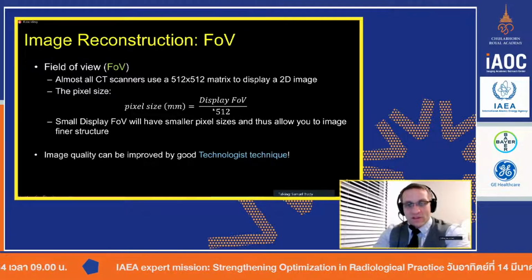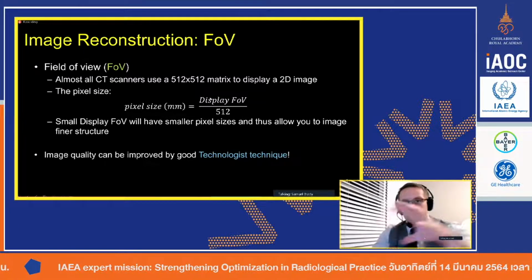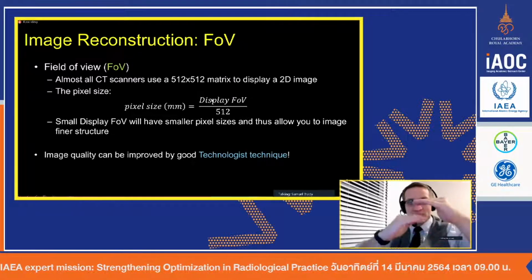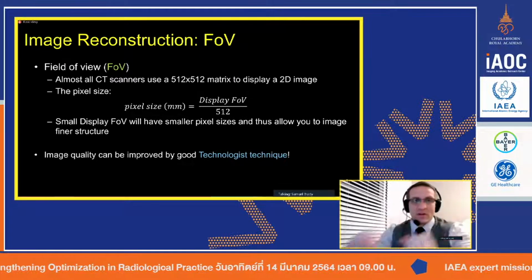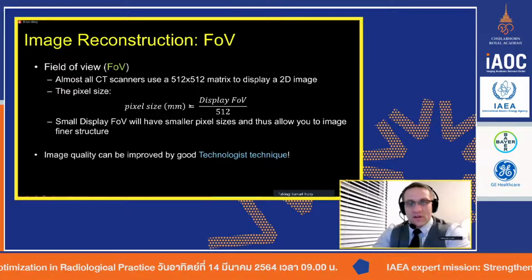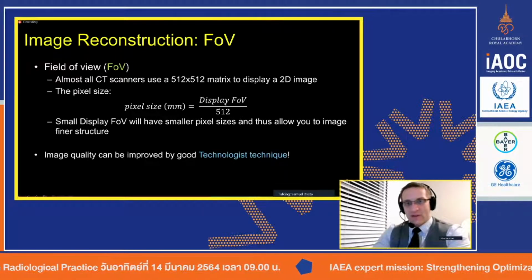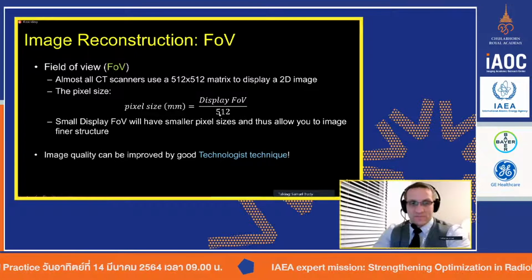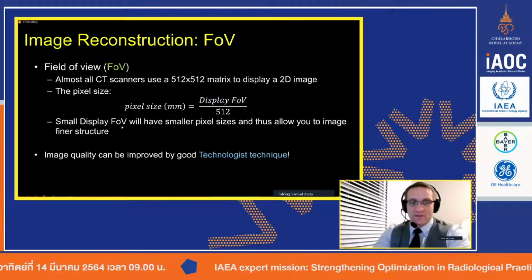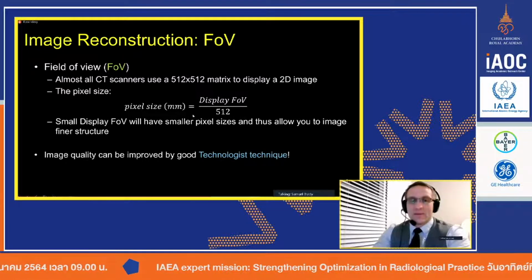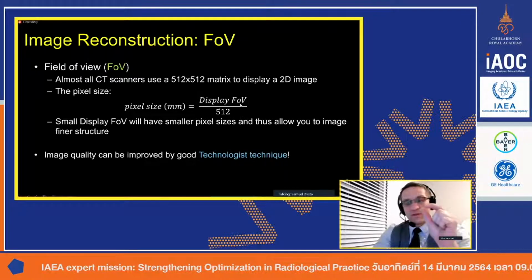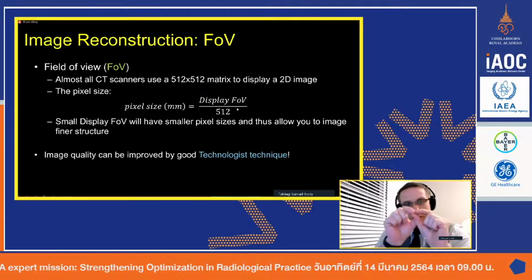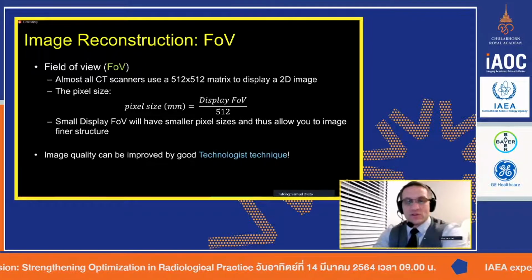That's why in the denominator, no matter what display field of view, when you set the scan coverage, you also set the display field of view. The technologists obviously know what I'm talking about. And so whatever that value is, it's always divided by 512. The small display field of views will always have the smallest pixel sizes. Therefore, the smaller the field of view, the better, finer resolution you can view.